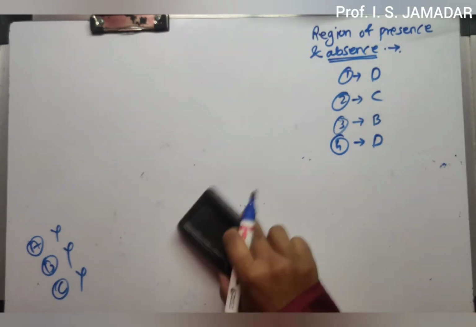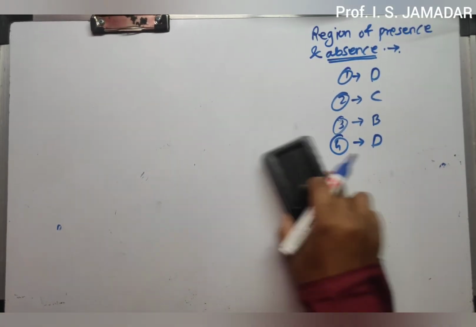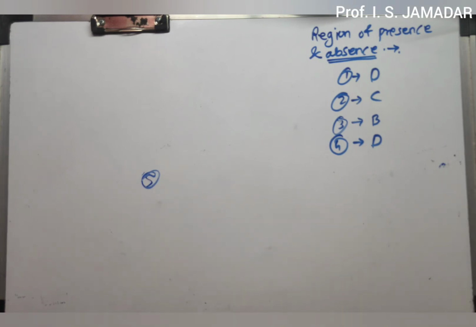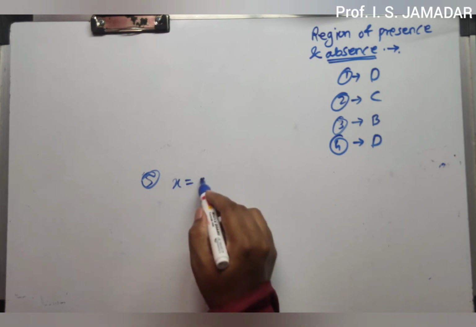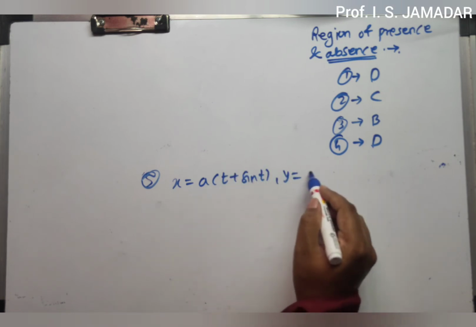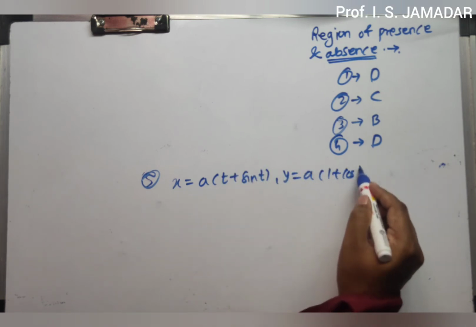Next, question number 5. It is about the parametric curve. The region of presence for the curve represented by the equation x is equal to a into t plus sin t and y is equal to a into 1 plus cos t.